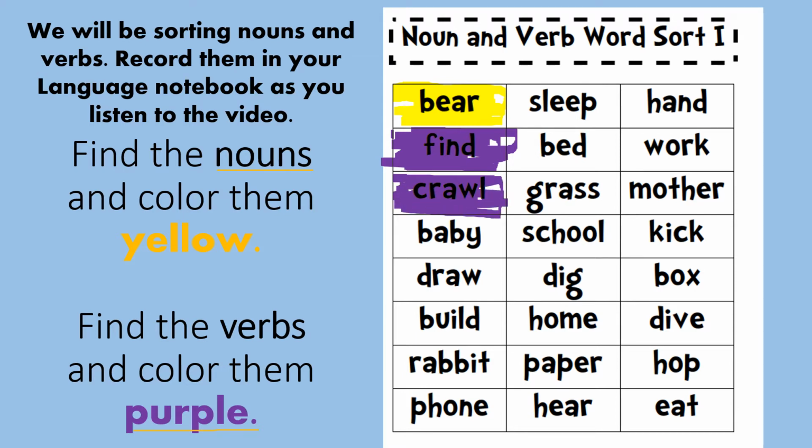Okay, next is baby. Is that a person, place, or thing? If it is, then that makes it a noun. If it's a verb, then it must show action. Can I baby something? Well, yes, you can, but this is talking about baby, a person. So we would shade that yellow for noun. Okay, draw. Is draw something you can do, or is it a person, place, or thing? It is something you can do, so that makes it a verb. We want to shade that purple.